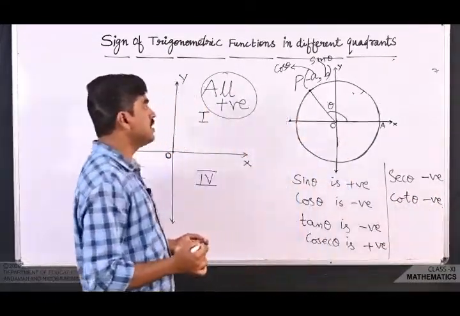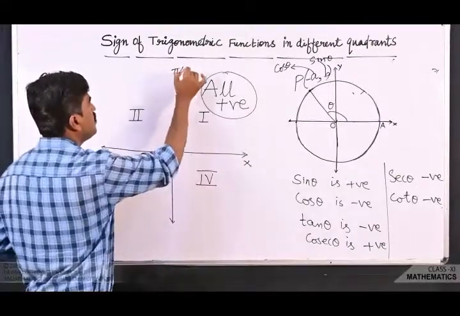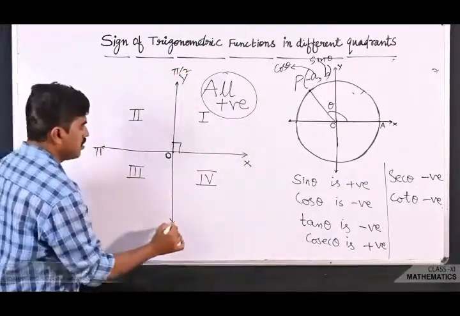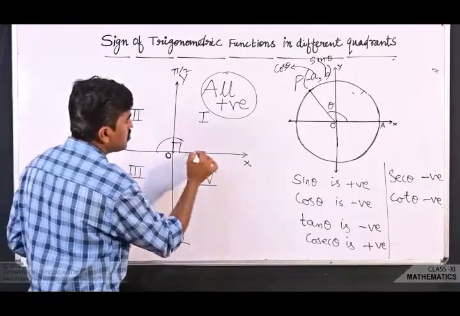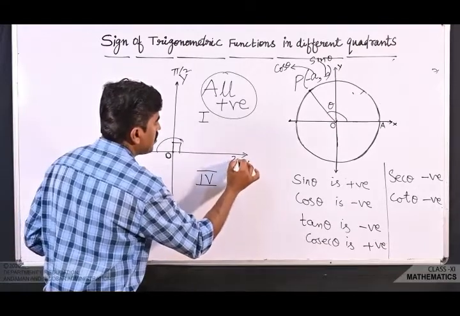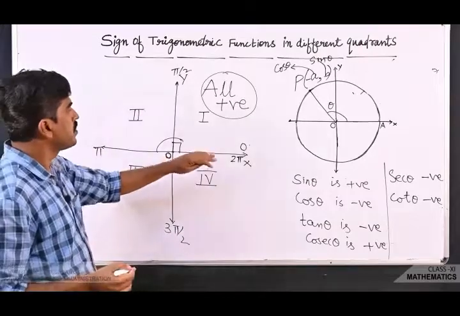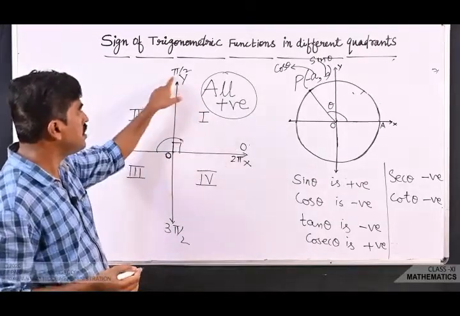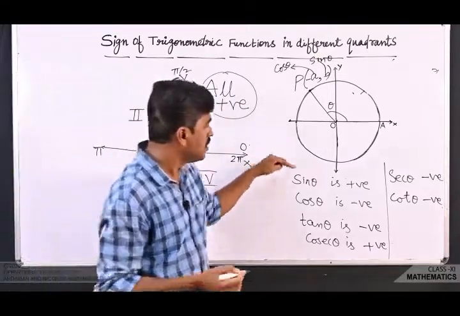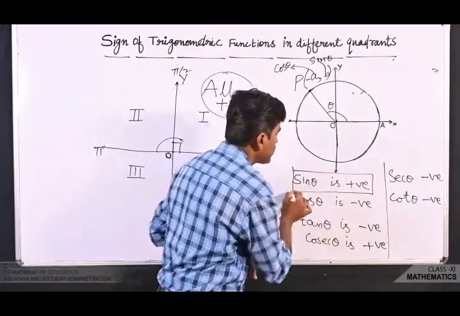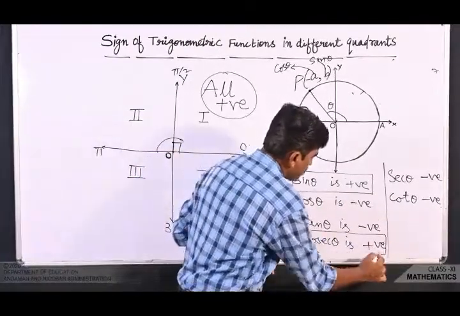So in the second quadrant, this angle is pi by 2, this is pi, and this is 3 pi by 2. This one is the total angle, that is 2 pi. We can write 2 pi; it starts from 0 radian or 0 degree. So in the first quadrant, from 0 to pi by 2, all trigonometric functions are positive. And in the second quadrant, look at this: sin is positive and the reciprocal of sin, that is cosec, is positive.